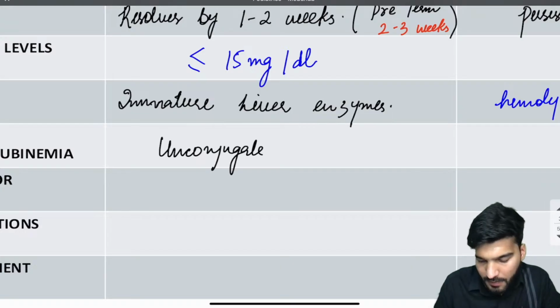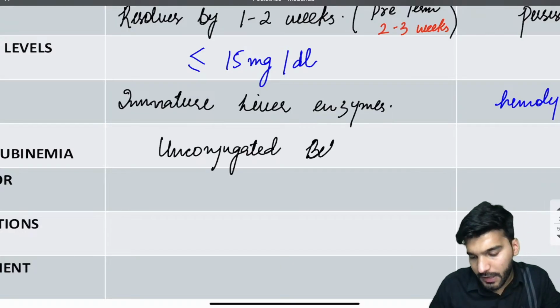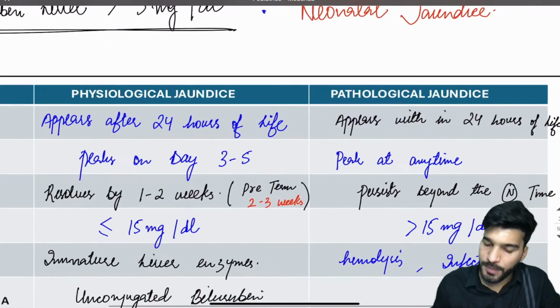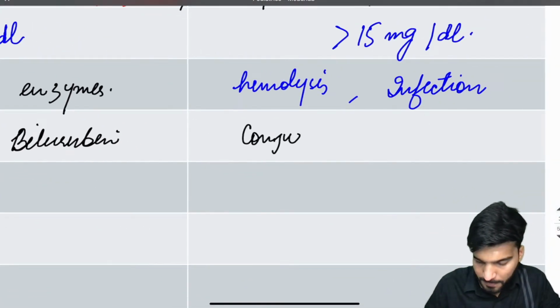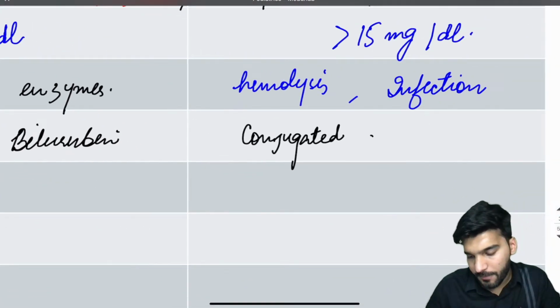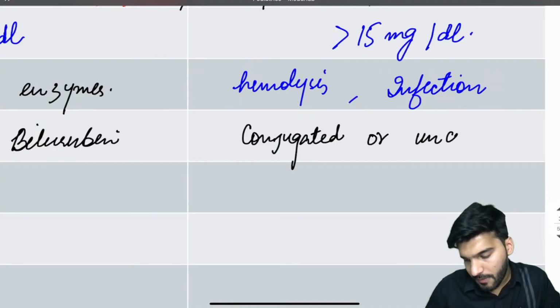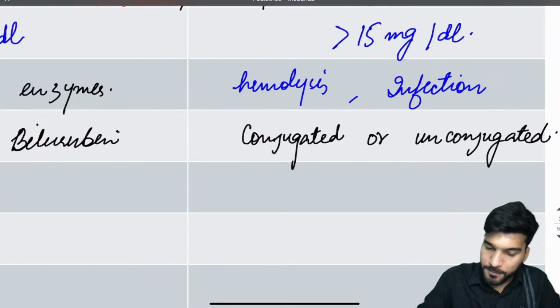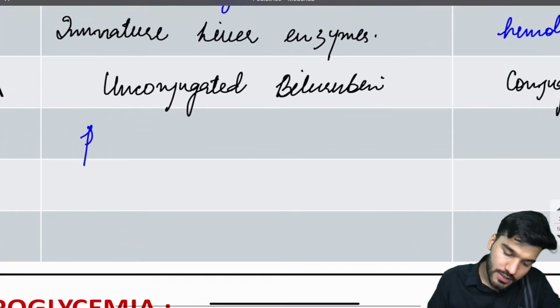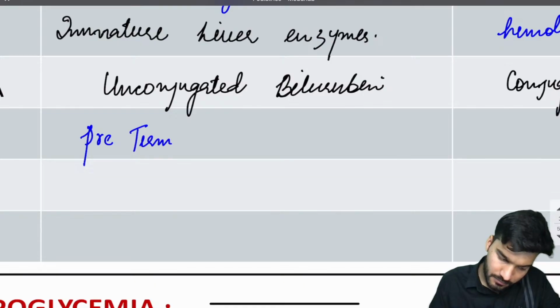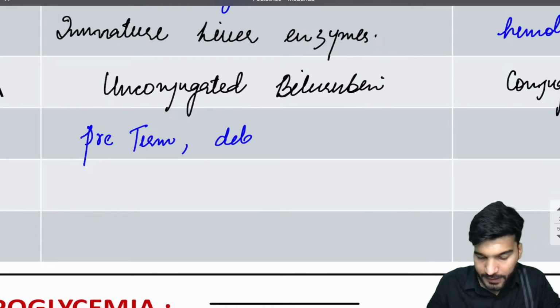Talking about the type of hyperbilirubinemia, remember physiological jaundice is always going to be unconjugated bilirubin, but in pathological jaundice it can be conjugated or unconjugated. If we talk about the risk factors, in physiological jaundice it is going to be preterm birth or delayed feeding.